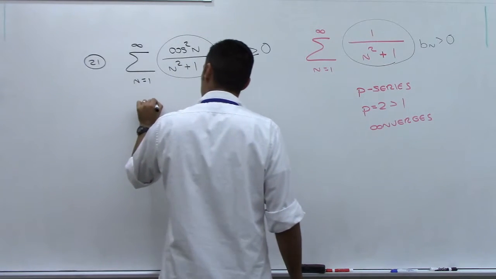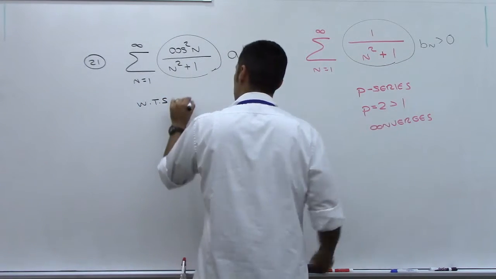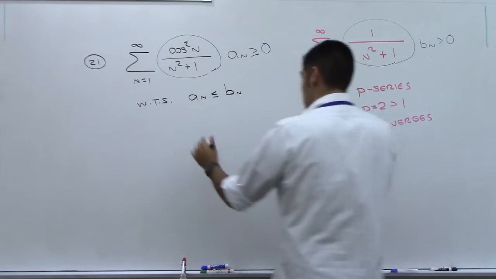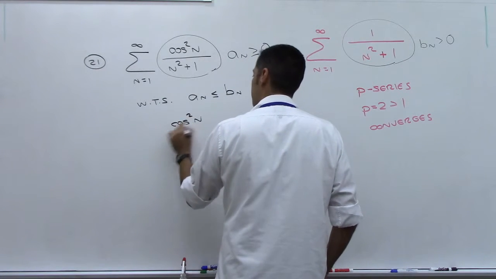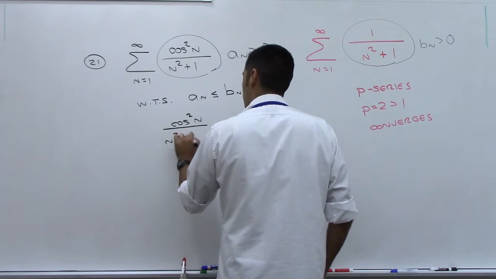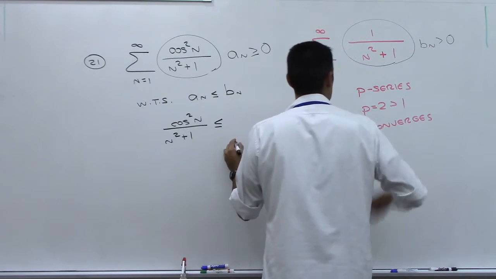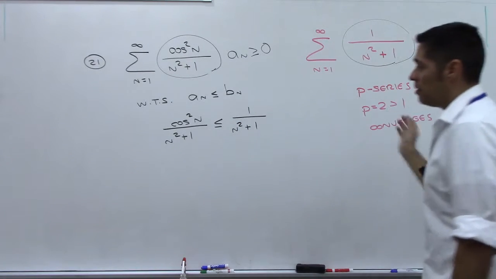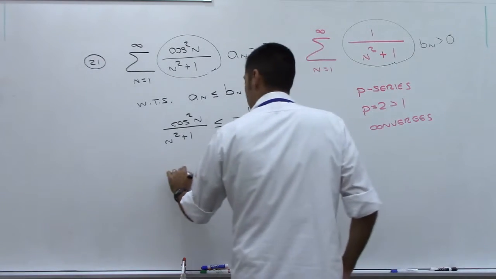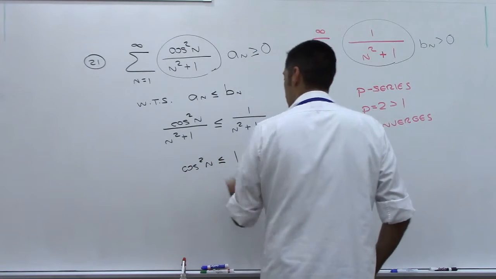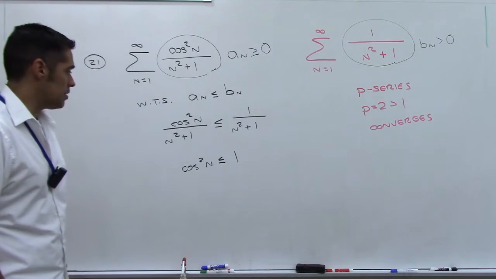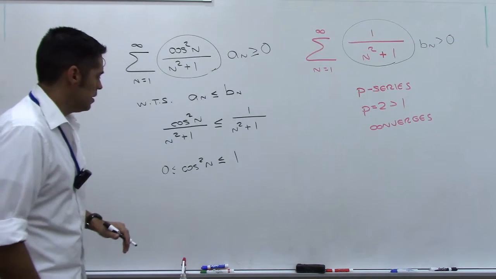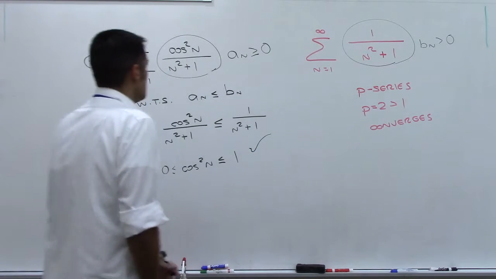I want to show, since that one converges, that my a sub n's stay less than or equal to my b sub n's. So I want to show that cosine squared n over n squared plus 1 is less than or equal to 1 over n squared plus 1. If I multiply both sides by n squared plus 1, I get cosine squared n is less than or equal to 1. We already knew that was true, right? We talked about that earlier. This is always greater than or equal to 0. So this should always be true. So I'm good. So that's going to converge.